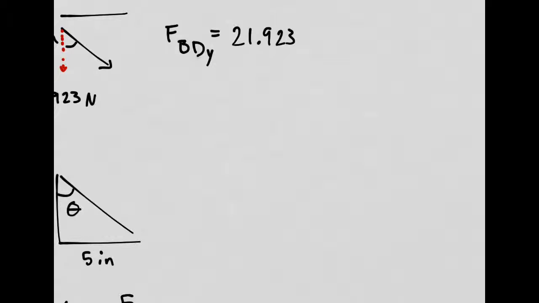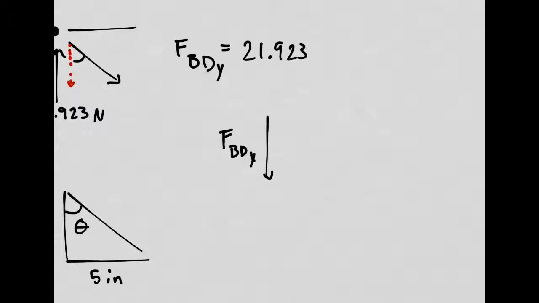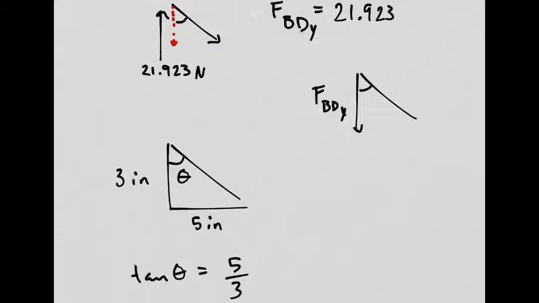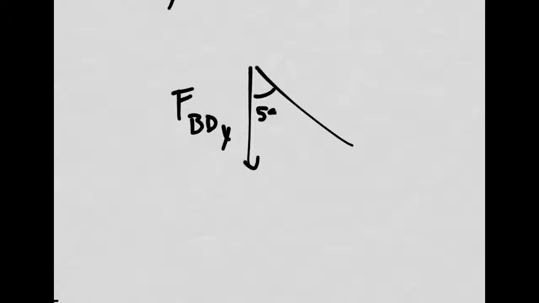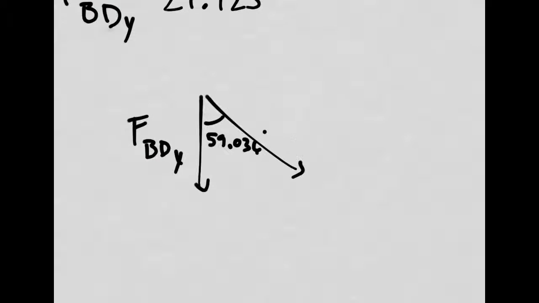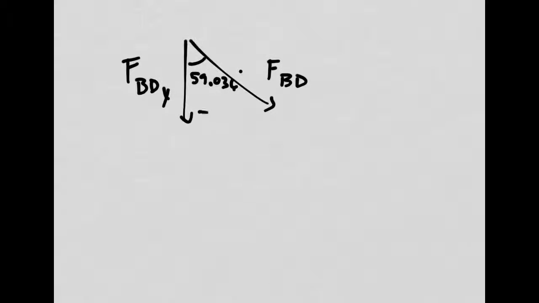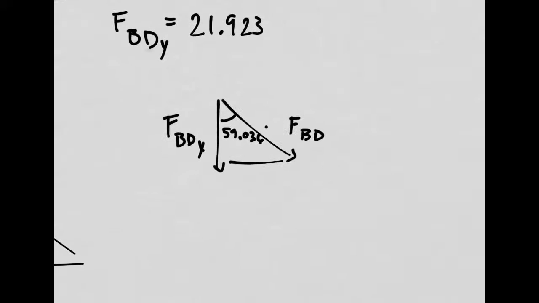So I'll draw this. I have FBDY. I already know what that is. I have this angle, which was 59.036 degrees, and I want to figure out this, which is FBD. So, well, here's my triangle. Maybe I should change that.